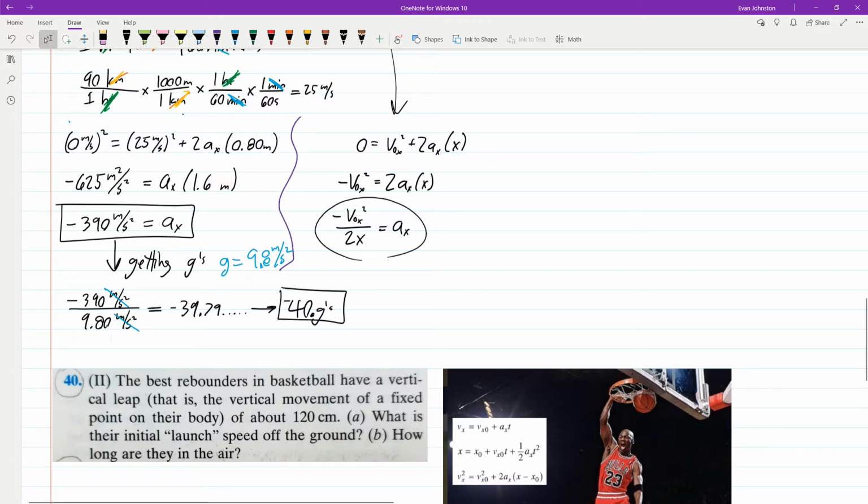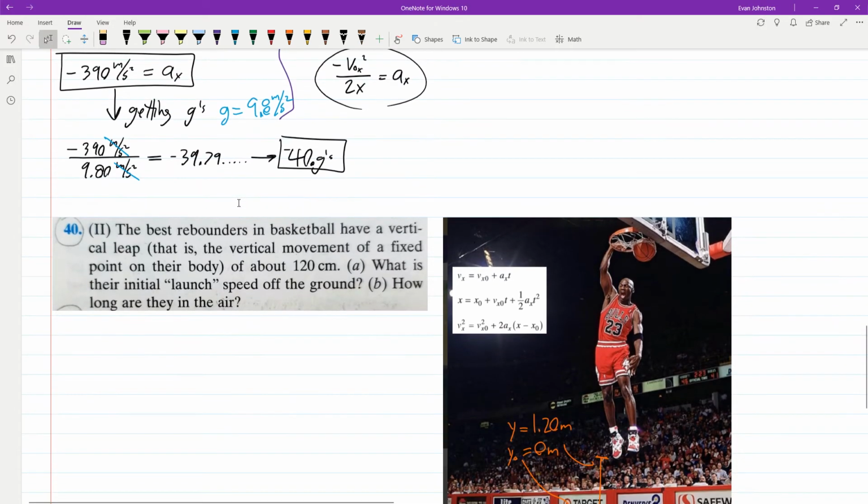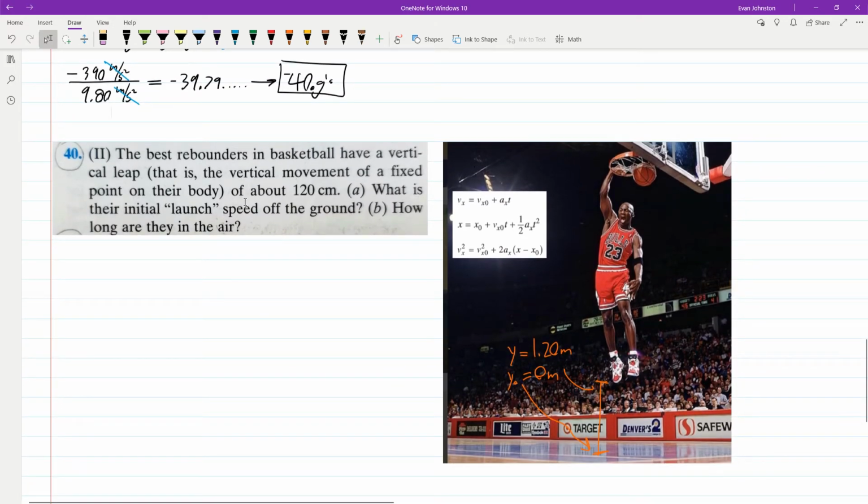So rough. Now, last one, and this is kind of a harder one because this is something a little new, but it's kind of cool. So here's the gist. The best rebounders in basketball have a vertical leap of about 120 centimeters. Now, centimeters can't be in those units, just like we can't have kilometers. We'll have to turn that into something else. But we want to find what is their initial launch speed off the ground. How fast are they going the moment they take off? And then how long are they in the air?